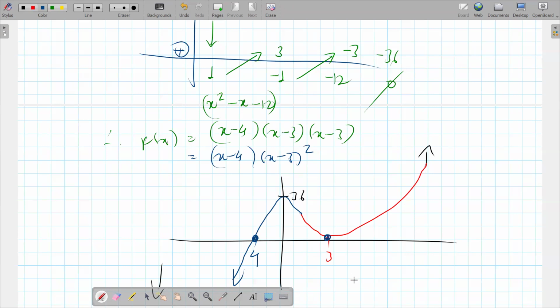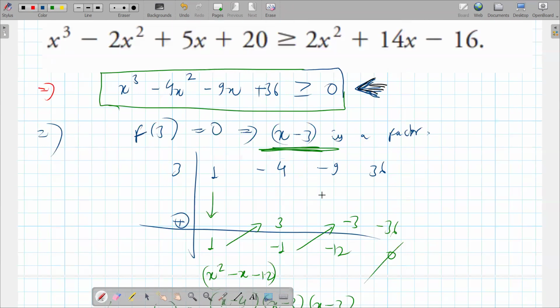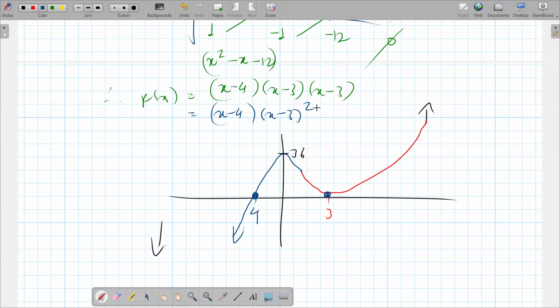So what's the answer to our question? Our question was, when is the cubic function greater than or equal to 0? What's the answer? When is this greater than or equal to 0? Look at the graph. When is it above the x-axis? That's the question. It's not that difficult. It's right here. When x is greater than 4. And that's it. That's the entire question, and we're done.